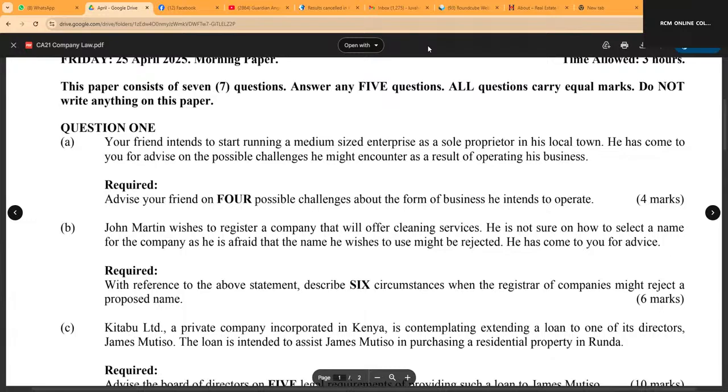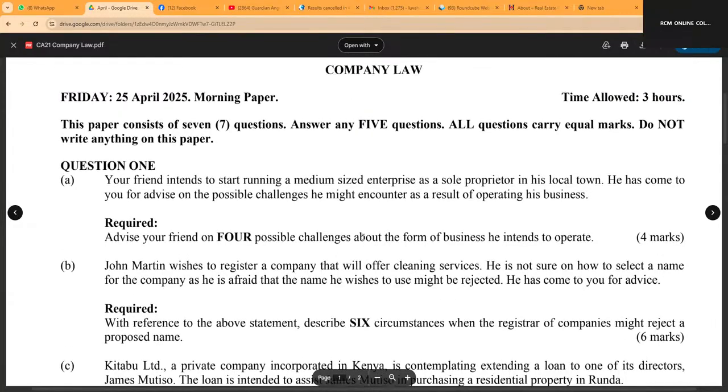So let me not discuss it for now. We look at it in the next class: rules governing pre-incorporation contracts. So it means you'll have to be there in the next class. I'll be able to explain that. So I want us to look at this particular question here, question number 1A.